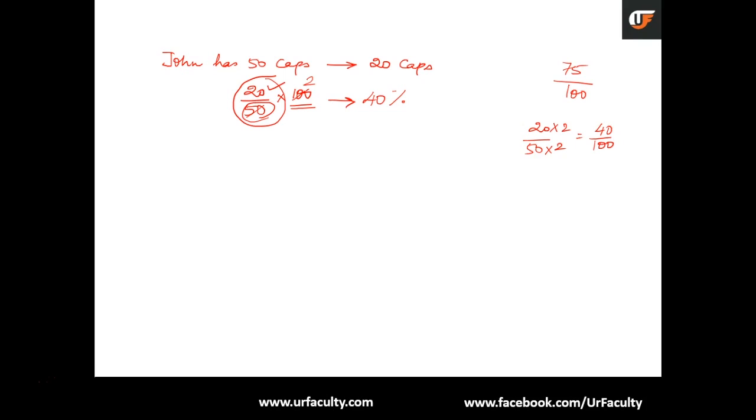Let's say the question is now changed: John has 30 caps and he sold 20 caps. If I have to calculate the percentage sales, how do you do it? Same step, 20 by 30 into 100. This makes the problem pretty simple, because you cancel here and here, and you get 2 by 3 into 100.